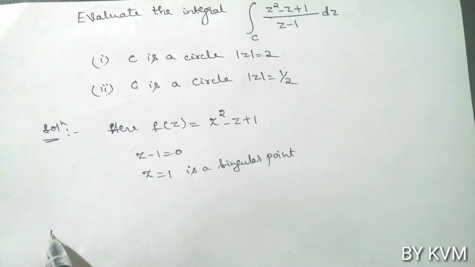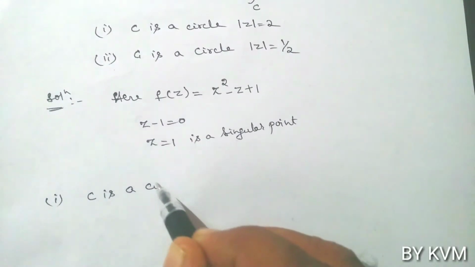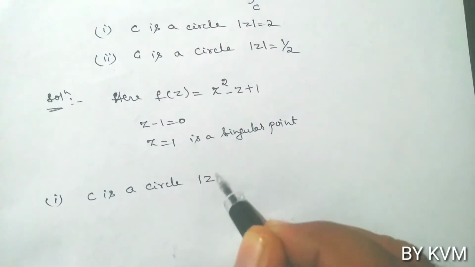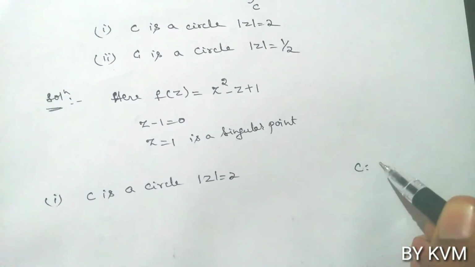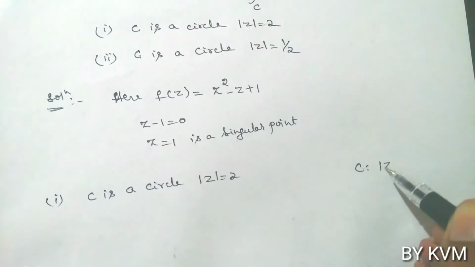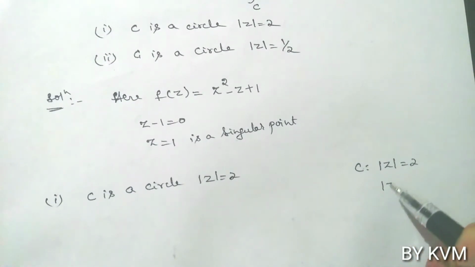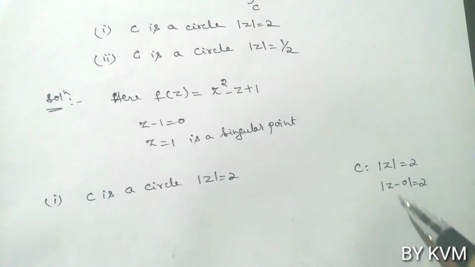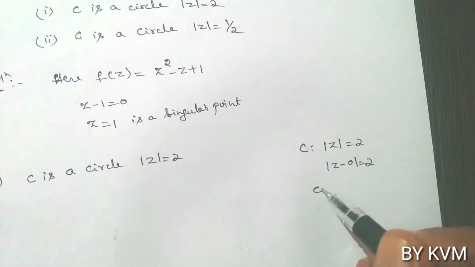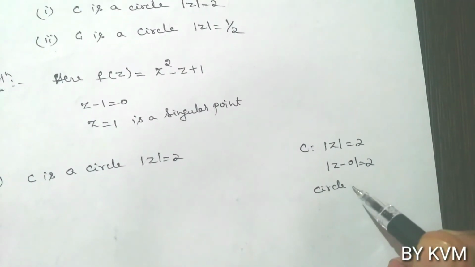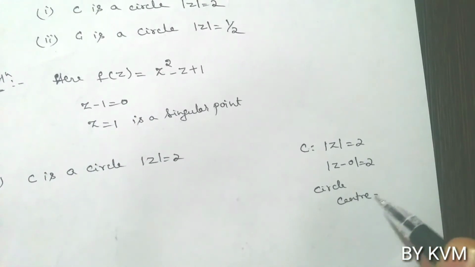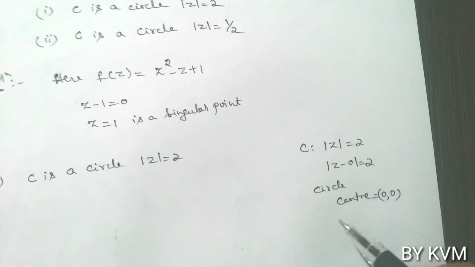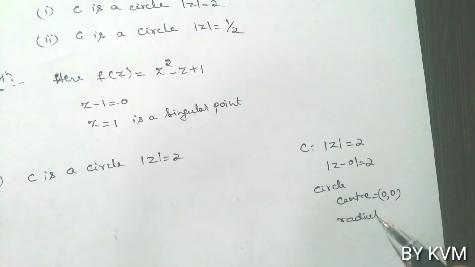Now case 1, C is a circle mod z equals 2. Here the first curve is given, that is mod z equals 2, that is mod z minus 0 equals 2. This equation represents a circle. The center of the circle is 0 comma 0 and the radius is 2.